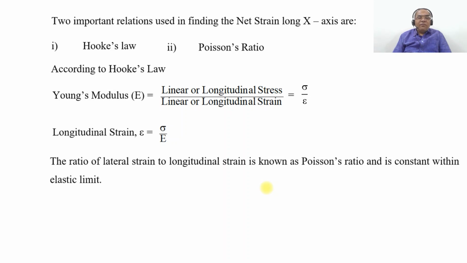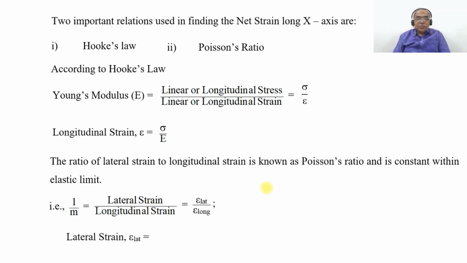The ratio of lateral strain to longitudinal strain is nothing but the Poisson's ratio, and it is a constant within the elastic limit. So what is 1 by m? It is the lateral strain by the longitudinal strain, epsilon lateral by epsilon longitudinal. So the lateral strain is 1 by m into epsilon longitudinal.